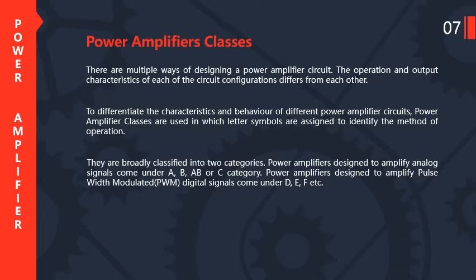A, B, AB, C. This is called the example of classes of the amplifier. They are broadly classified into two categories. First one is power amplifiers designed to amplify analog signals, which come under A, B, AB or C categories. Number two is power amplifiers designed to amplify pulse width modulation, in short PWM, digital signals, which come under D, E, F, etc.